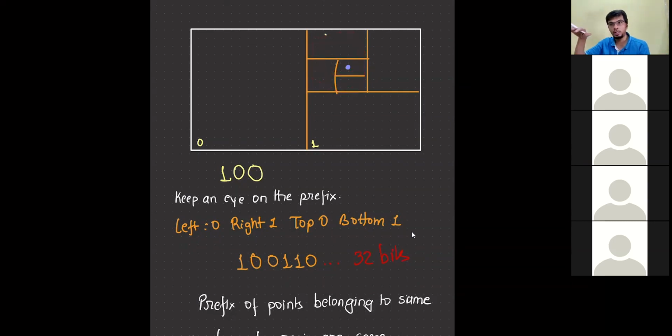Now we'll make a horizontal cut. When you are making a horizontal cut, we'll see if it's on top or on the bottom. It's on the bottom part. If it's on the bottom, it means 1. Okay. Then a vertical cut.